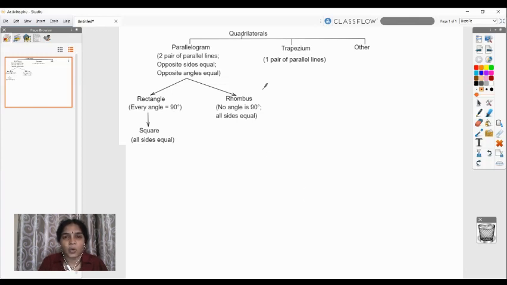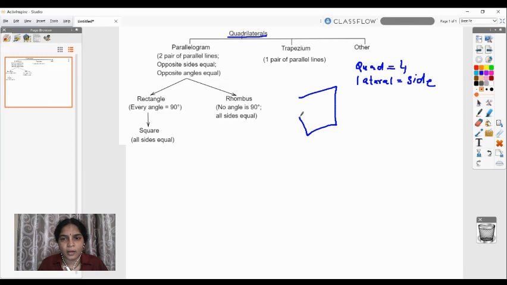Let's start with quadrilaterals. What kind of figures do we call quadrilaterals? Quad means four. Lateral means side. So if you understand these words, you will understand the properties as well. Any figure which has four sides. What do you mean by four sides? It needs to have four straight lines.